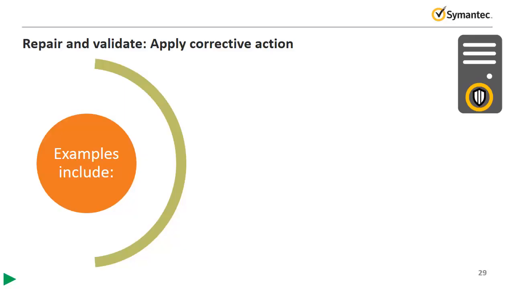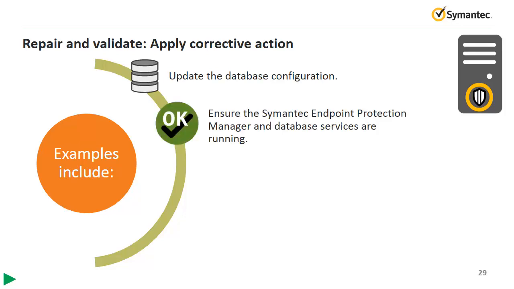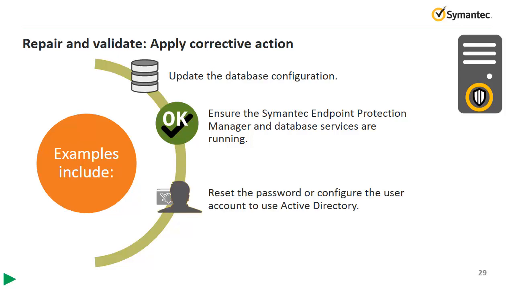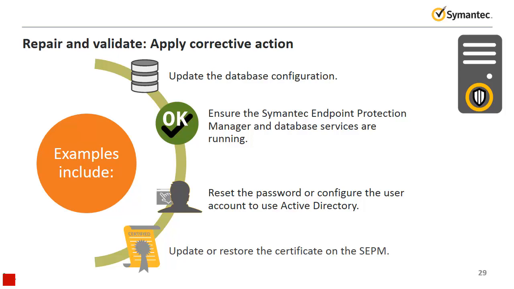The repair phase is when you apply a corrective action. Updating the database configuration ensures that you can connect to the database. Ensuring the SEPM and database services are running also establishes a connection to the database. Or if you're experiencing a login issue specific to a user, reset the password or configure the user account to use Active Directory. For certificate-related issues, update or restore the certificate on the SEPM.